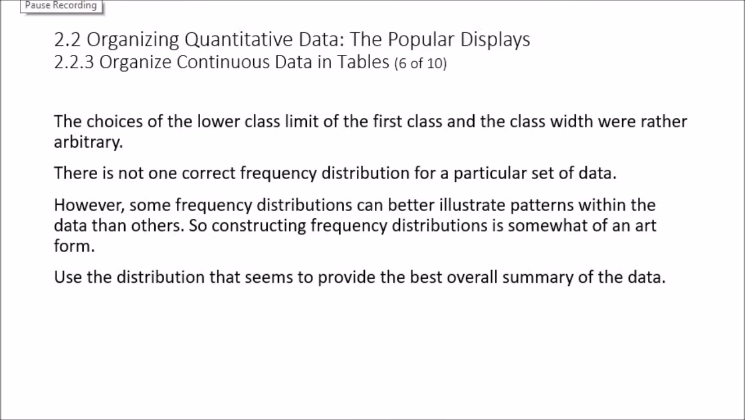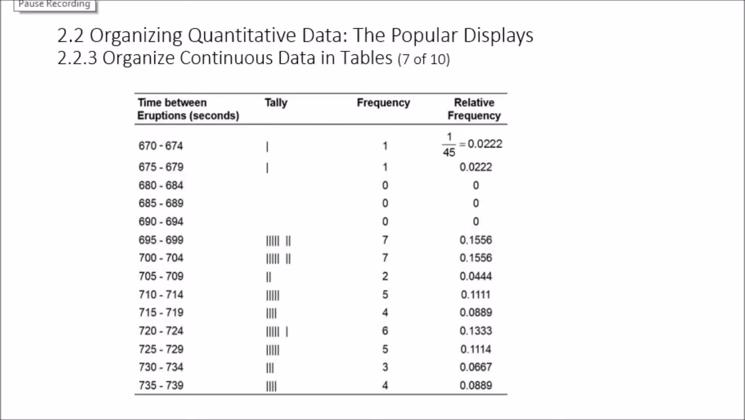In the previous example, the choices of the lower limit of the first class and the class width were rather arbitrary. There's not one correct frequency distribution for a particular set of data. However, some frequency distributions can better illustrate patterns within the data than others. So constructing a frequency distribution is somewhat of an art form. We use a distribution that seems to provide the best overall summary of the data. To show you what I'm talking about, let's look at this example.